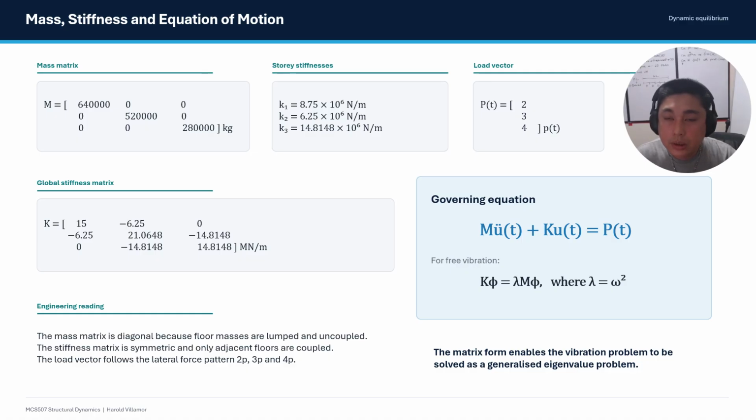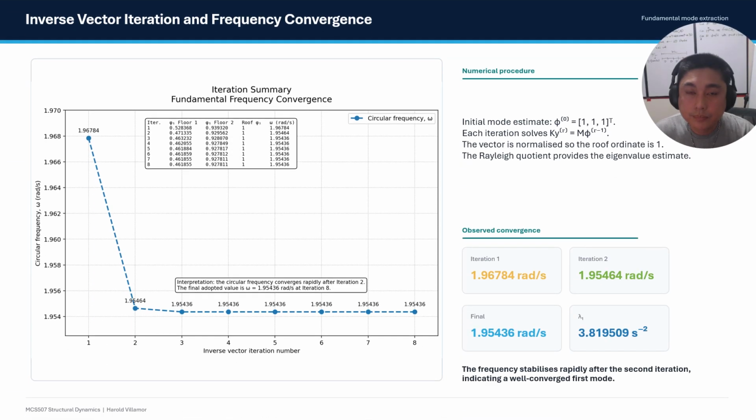The equation of motion is m u double dot plus k u equals p of t. For free vibration, the external force is removed and the system becomes a generalized eigenvalue problem. K phi equals lambda m phi, where lambda is equal to omega squared. The fundamental vibration mode is obtained using inverse vector iteration.